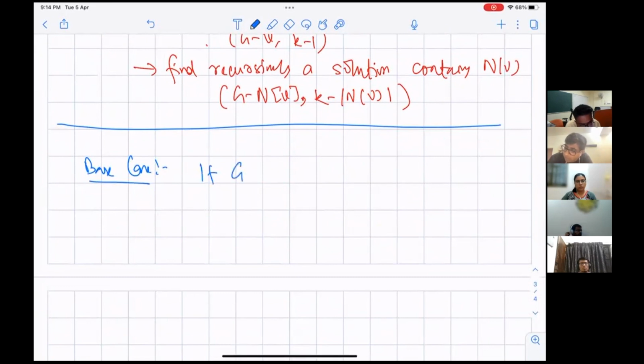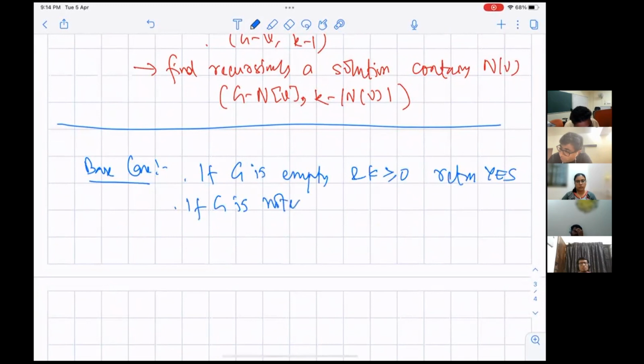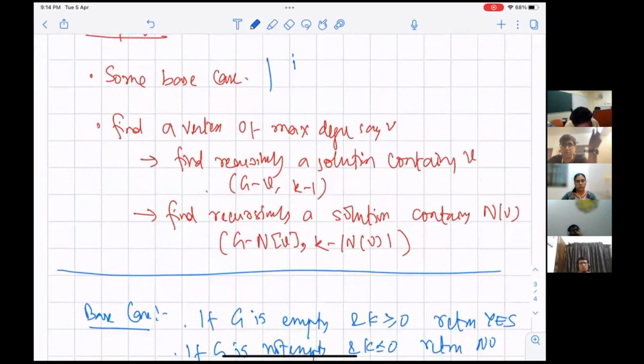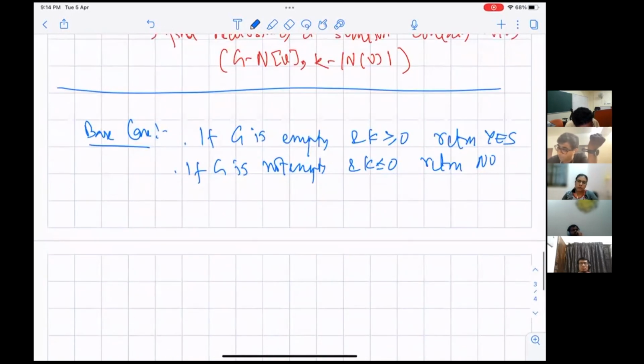If G is empty and K is greater than or equal to 0, return yes. If G is not empty and K is less than or equal to 0, return no. In this case, what happens when you are branching? You are at least branching on a vertex which has some degree. Am I right?